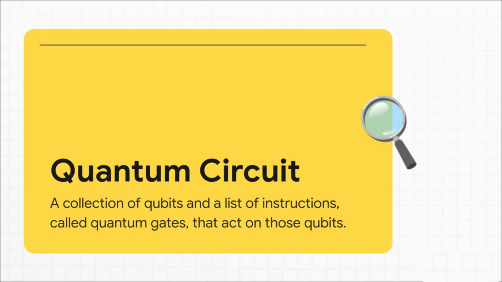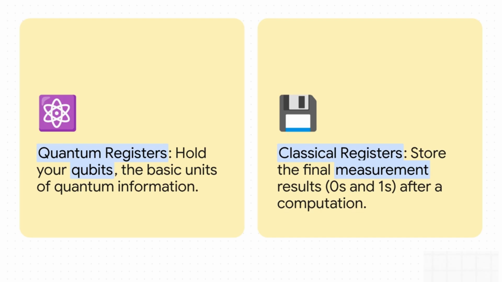So inside every circuit, you're going to find 2 types of registers. First, you have the quantum registers. This is where all the cool quantum magic happens. They hold the qubits that can be in superposition and get entangled. Then you have the classical registers. They're more for storage. When you measure a qubit, it collapses down to a simple 0 or 1, and that result gets stored in a classical register.